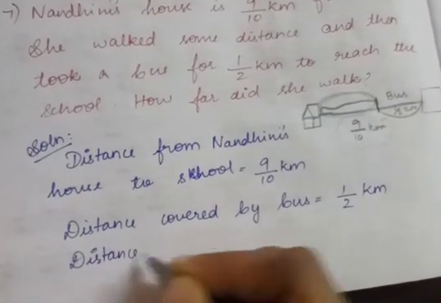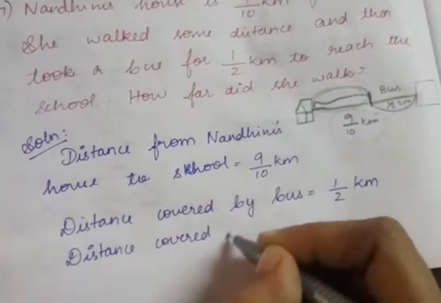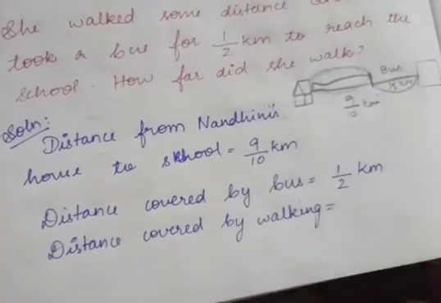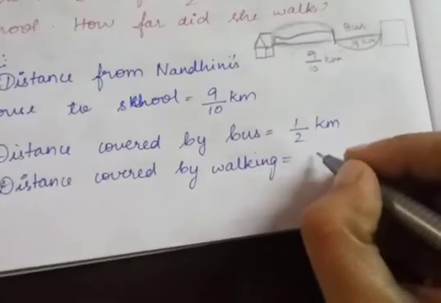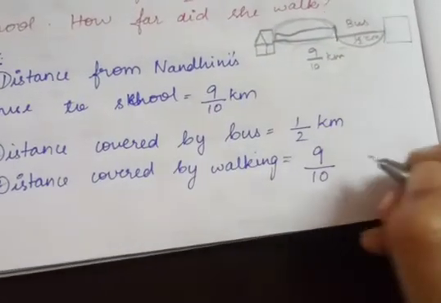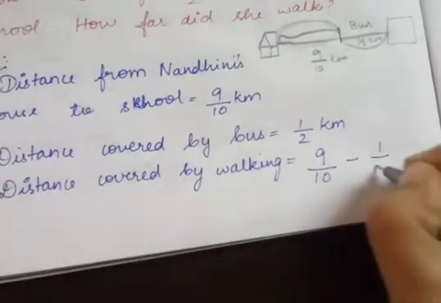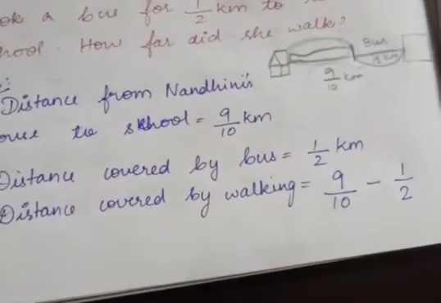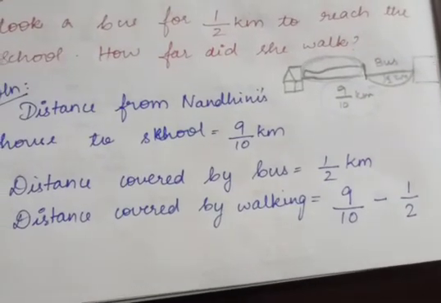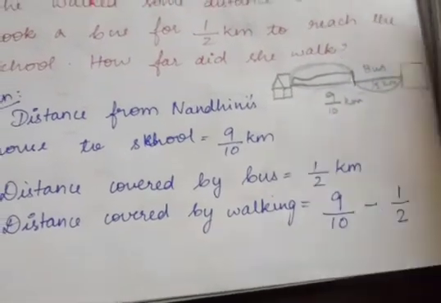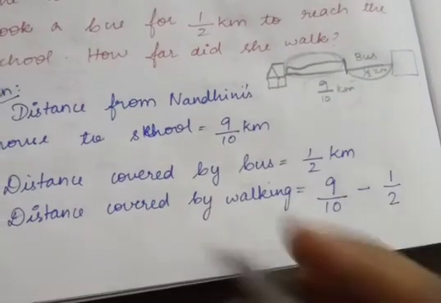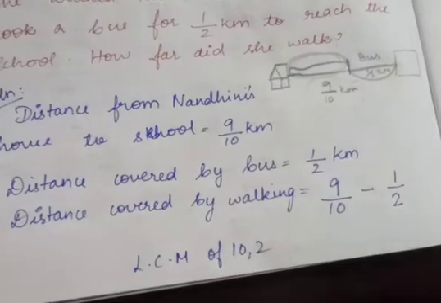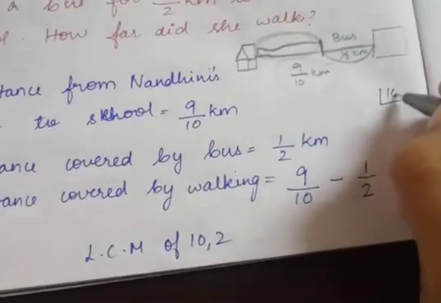Distance covered by walking, that we should find it, right? How you will find? Distance covered by walking is, how you will find, children? From the total distance from the house to school minus this bus distance. Yes, if you subtract this bus distance, you will obviously get the distance covered by walking. Whether our denominators are same? No. So LCM of 10, 2. What is the LCM of 10, 2?